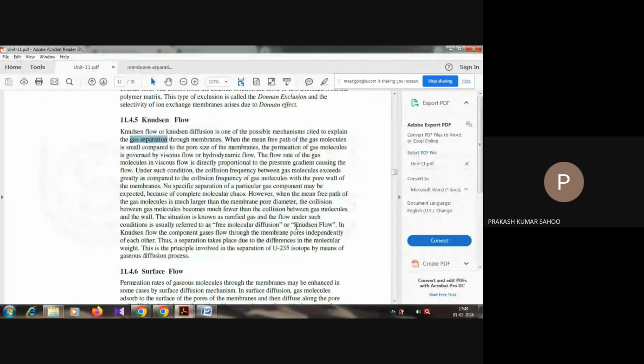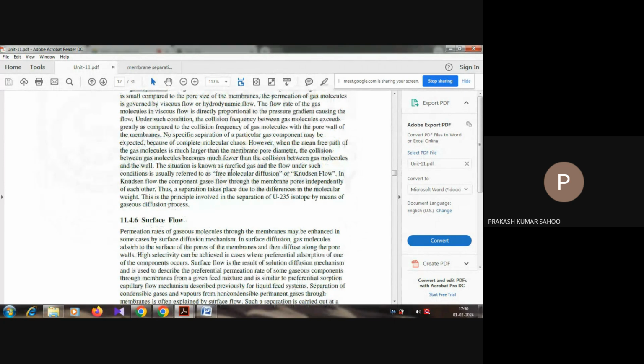Under such conditions, the collision frequency between the gas molecules greatly exceeds the collision frequency of the gas molecules with the pore wall of the membrane. So this is a physical process where there is a pressure gradient, viscous flow, and collision frequency. Under this mechanism, gas separation occurs by using different membranes. The situation is known as rarefied gas flow, usually referred to as free molecular diffusion or Knudsen flow.